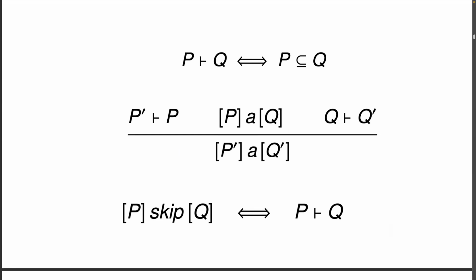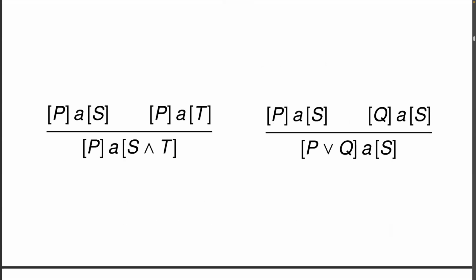And the skip also is equivalent with the entailment. And then the logical, the propositional connectives act as you would expect. Well, maybe not. What it says is that the assertions, the Hoare triples, are covariant, they go forward, they strengthen things on the right and they weaken things on the left.